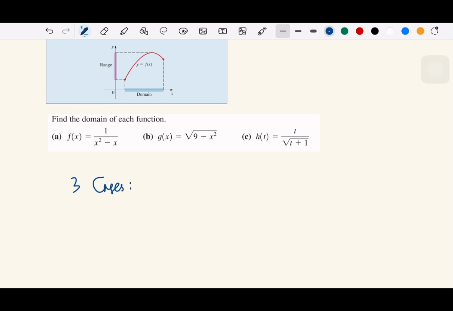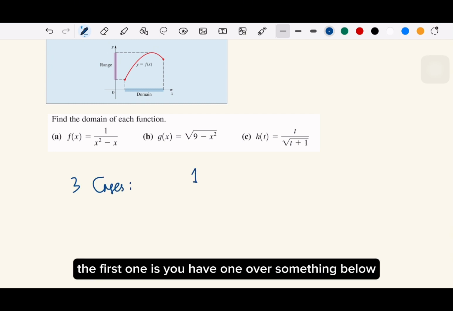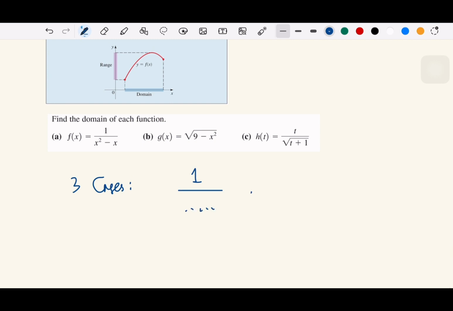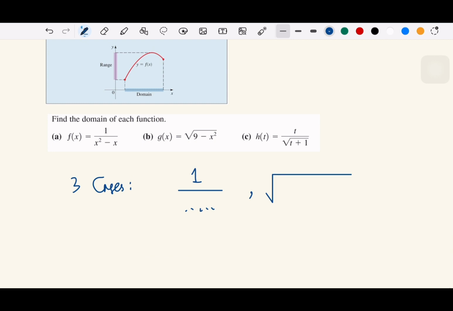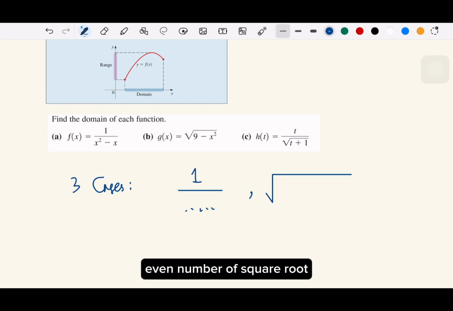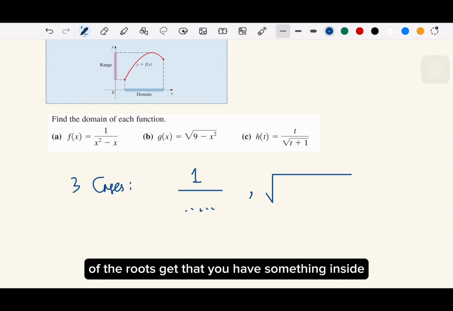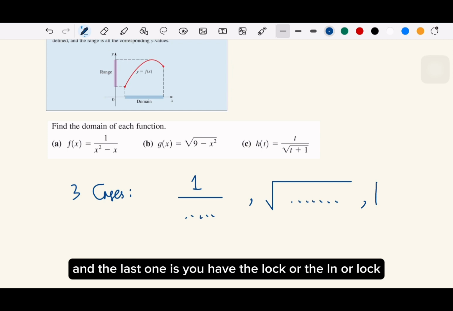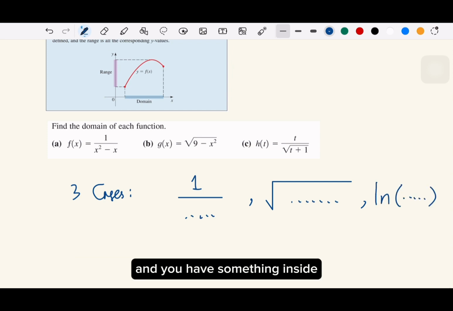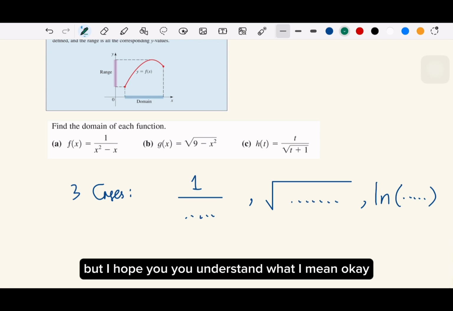The first one is you have 1 over something below. The second is you have a square root or any even root, and you have something inside. And the last one is you have the log or the ln, and you have something inside. Okay? So this is actually a shortcut, but I hope you understand what I mean.